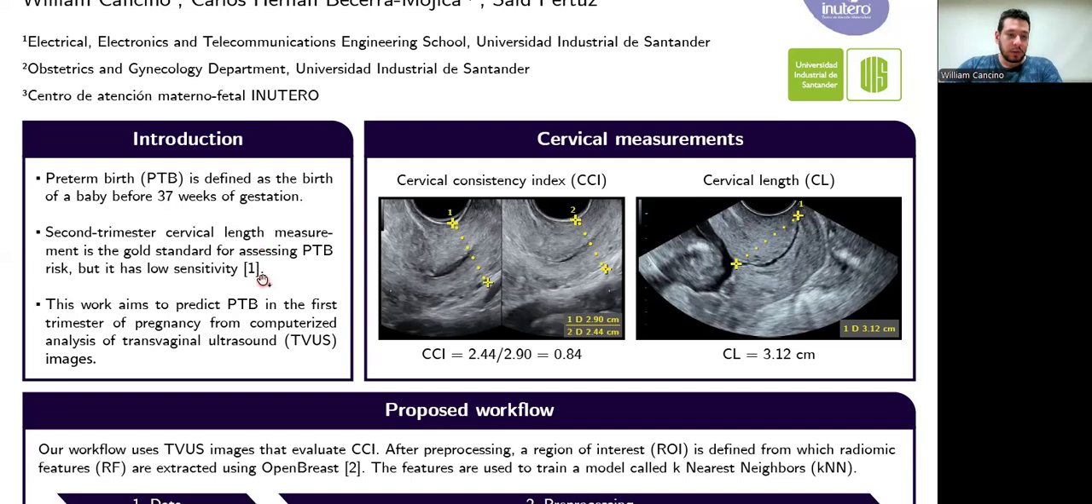In that sense, this warrants predicting PTB in the first trimester, that is, in the very early stages of the pregnancy, from the computerized analysis of transvaginal ultrasound images. In the literature, there are two common cervical measurements. The first one is the cervical length, which I mentioned previously, and the second one is the cervical consistency index, or CCI. CCI evaluates the uterine cervix softening, and it's a value between 0 and 1.